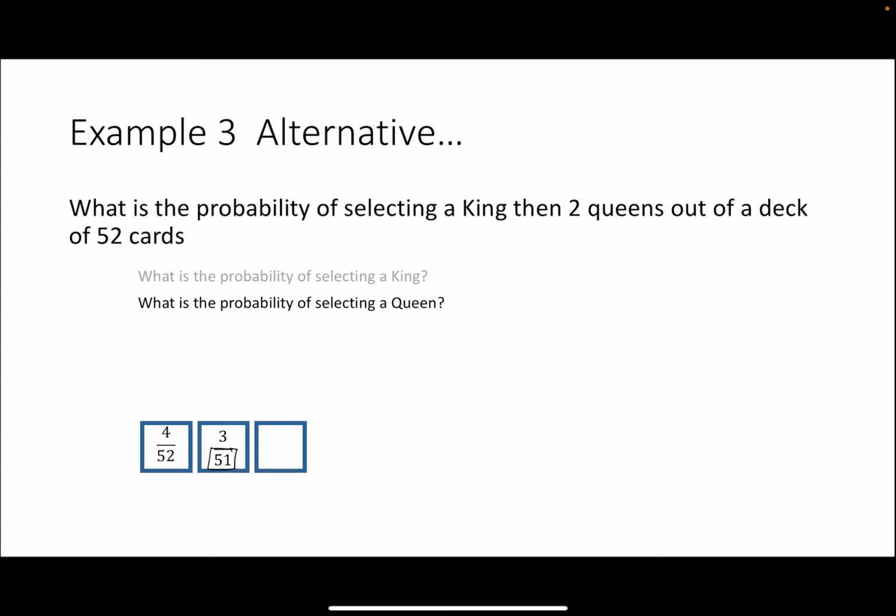51. Ooh, that's not right. It should be 4 out of 51, right? Because there's 4 queens out of 51. Yes. What's the probability of selecting another queen? There we go. It's actually 3 out of 50.